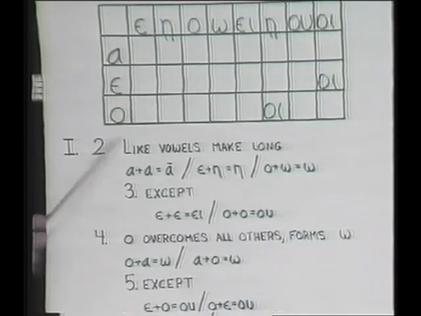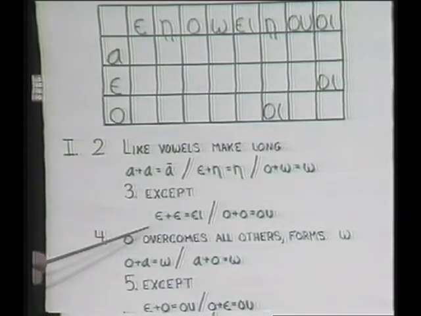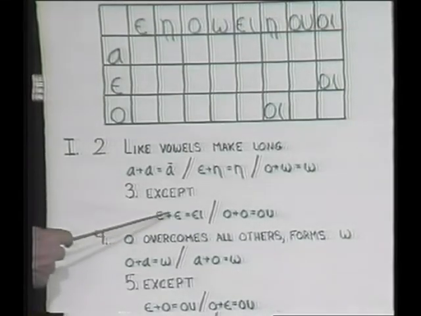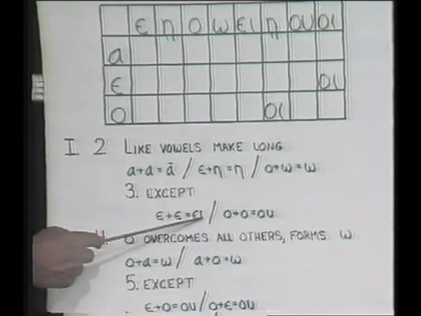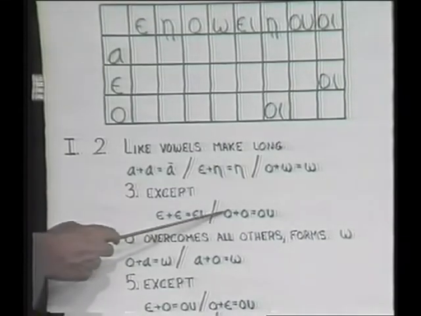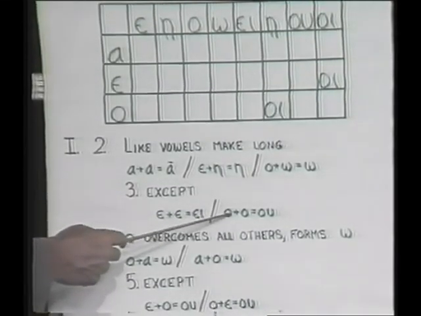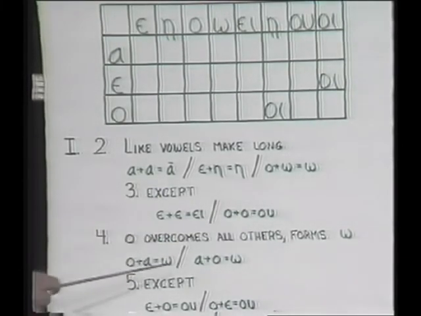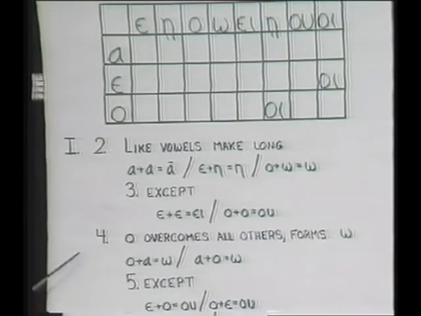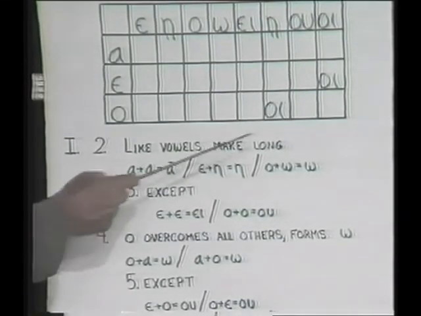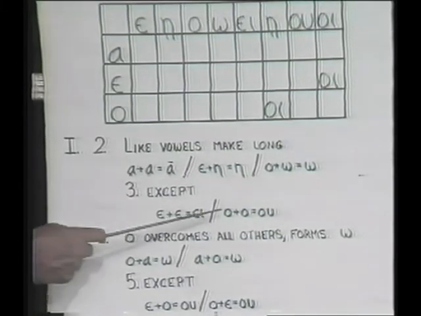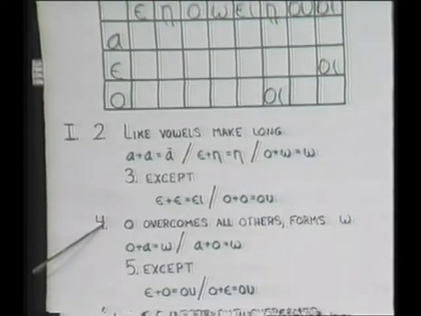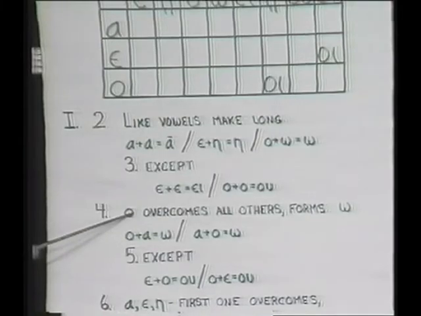This is rule 3, and it's an exception to rule 2, so we've indented it. If you have epsilon, epsilon, now they're like vowels, but remember I said epsilon was strong? Well, it goes farther than long, it goes to extra long. Omicron is also strong. So when two omicrons go together, they make U, the extra long form of the O class. Now, that's the first rule. The first rule then is two like vowels make their own long. The exception would be epsilon, epsilon, or omicron, omicron. They make extra long.